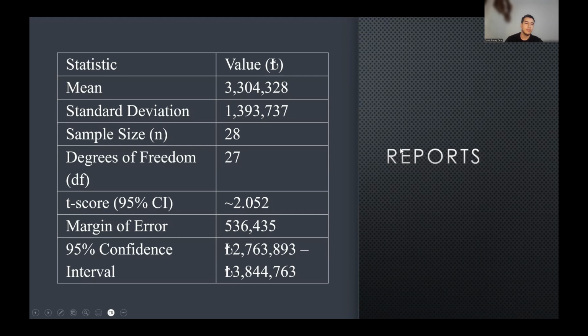This is the report. Here is mean, here is standard deviation, sample size, degrees of freedom, t-score, 95% confidence interval, margin of error. This is it.